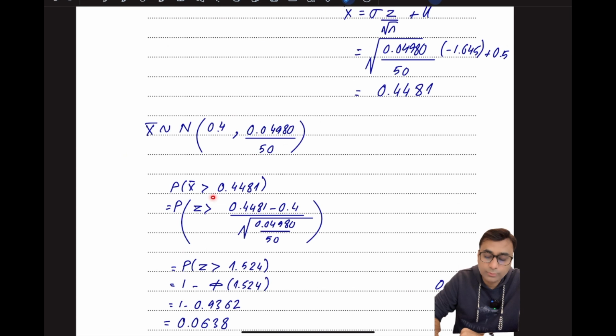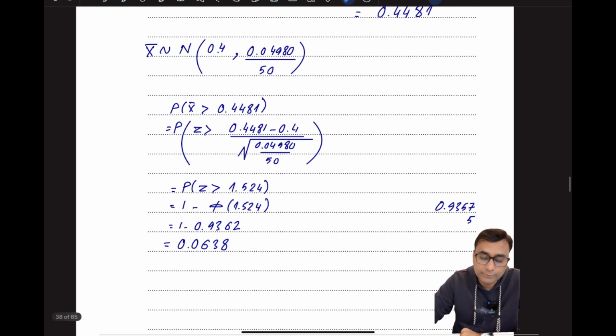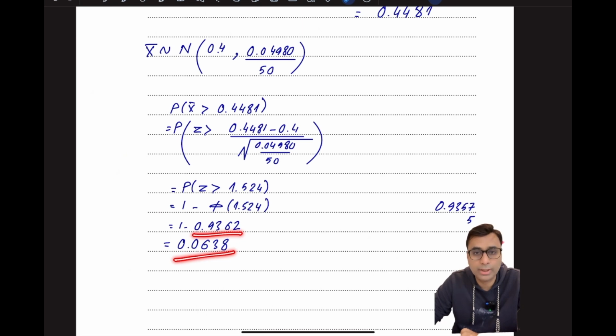So I will calculate the probability of greater than 0.4481, convert it back into Z by using the formula x bar minus mu over sigma over under root n. And then I will just do simple calculations using the normal probability distribution table. I need the probability of Z greater than 1.524. That will be 1 minus phi of 1.524. This value is read from the table, and this gives me the probability of type 2 error.